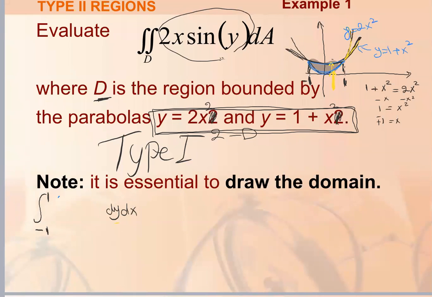So that tells me the lower limit is going to be y equals 2x squared, and the upper limit is going to be 1 plus x squared. And then I have to integrate in terms of y, whatever the function is. Any question by now? Is there any question?